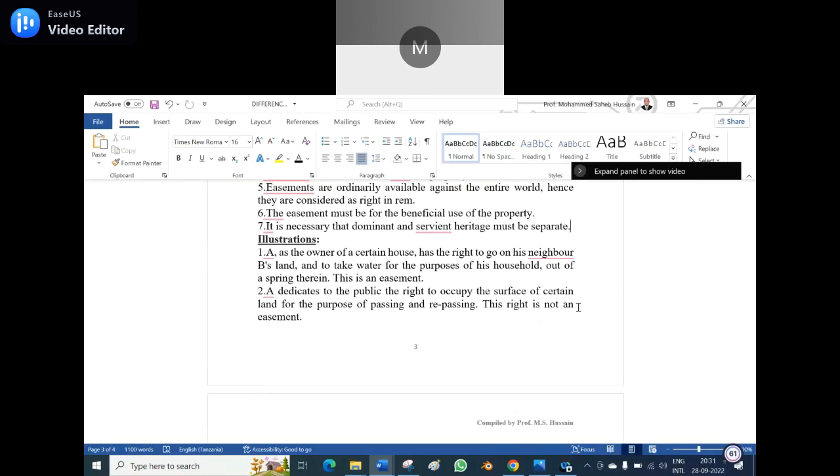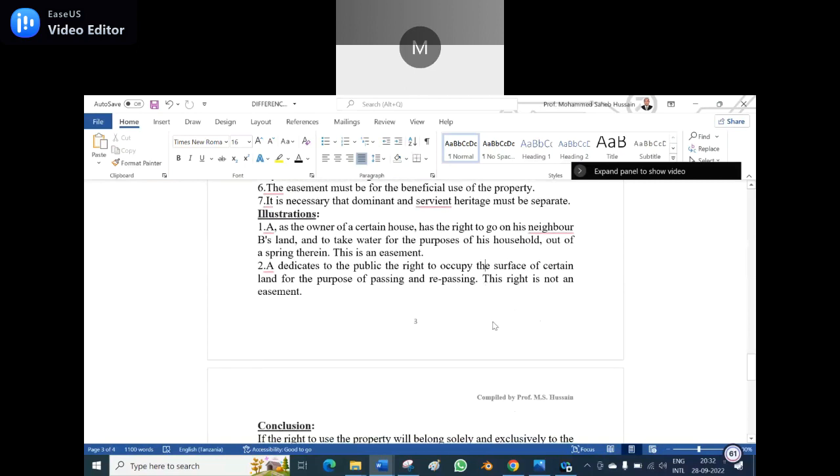Illustration: A is the owner of a certain house and has a right to go on his neighbor B's land. Without using B's land, he cannot enjoy his property A, and to take water for his house, to fetch water from B's land out of a spring there. If there is a fountain and a well, this is an easement.